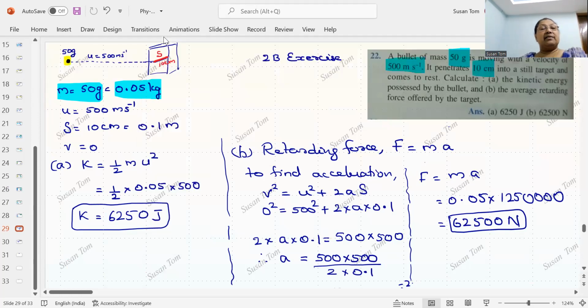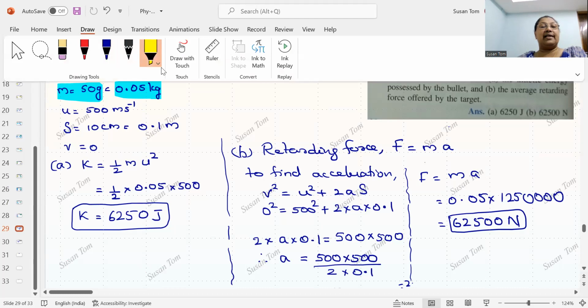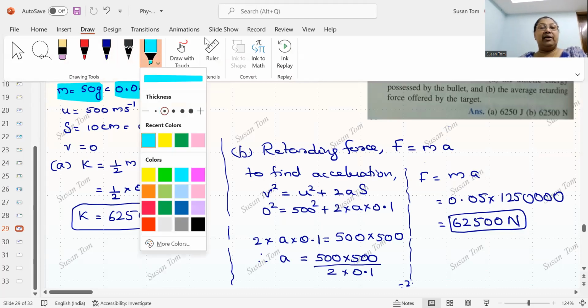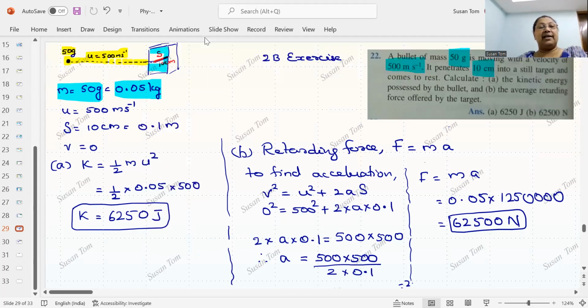This is the bullet whose mass is 50 grams. It is moving with an initial velocity of 500 meters per second. Very high velocity. And it collides or strikes a still target. What is the meaning of still target? Maybe a tree or a wall or so. This is the still target.